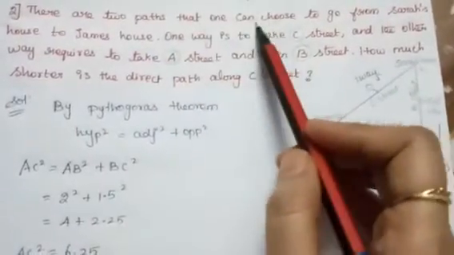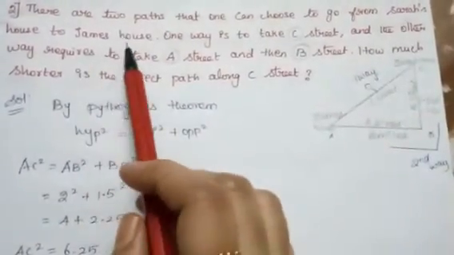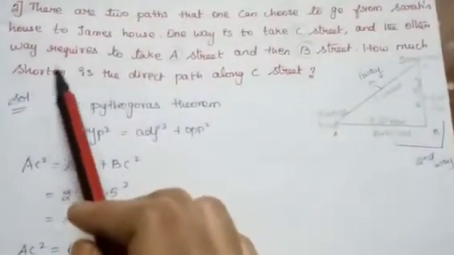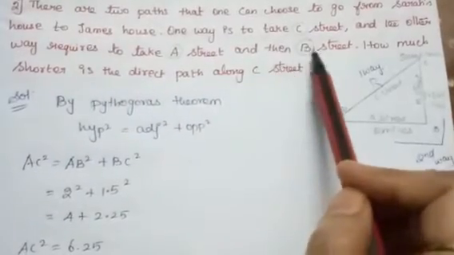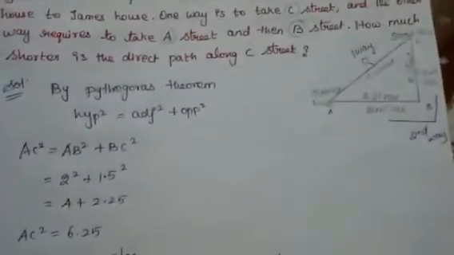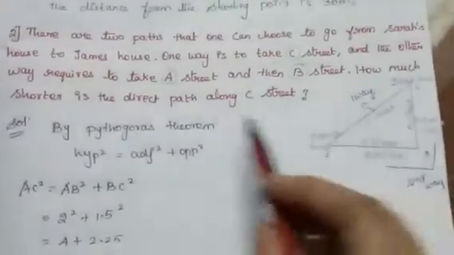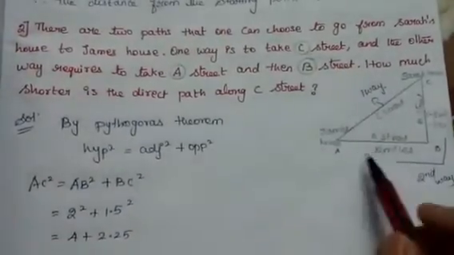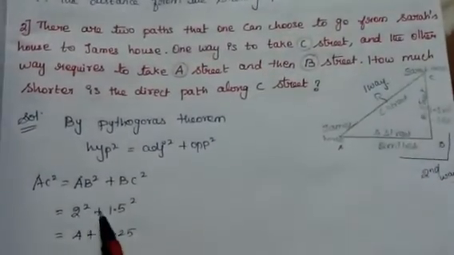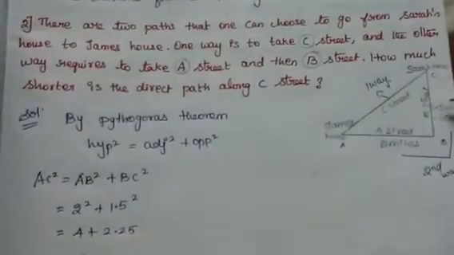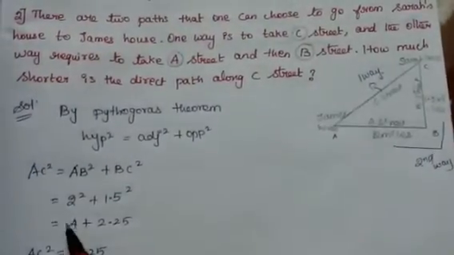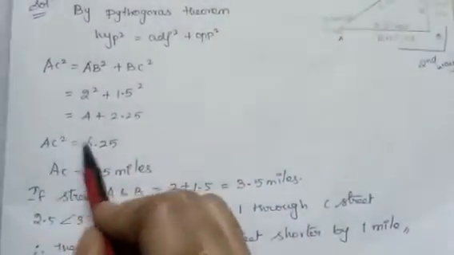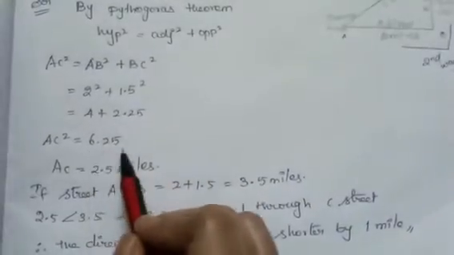There are two paths that one can choose to go from Sarah's house to James' house. One way is to take C Street and the other way requires taking A Street and B Street. How much shorter is the direct path along C Street? Here the diagram is given in the question. AB is 2 miles, so AB square is 2 square, plus BC is 1.5 miles, so we take it as 1.5 square. 2 square is 4 and 1.5 square is 2.25. So AC square is equal to, adding both the terms, 6.25.